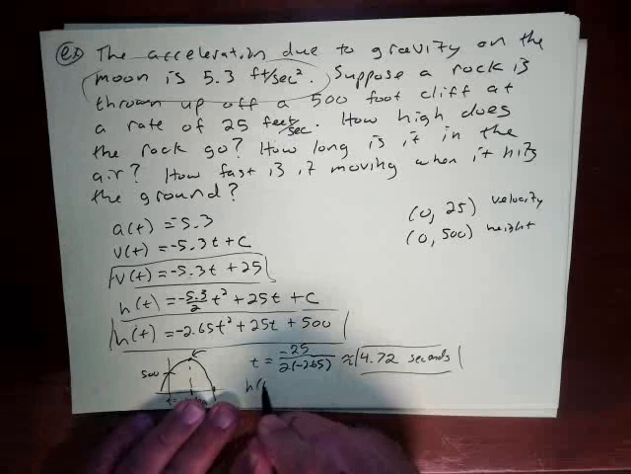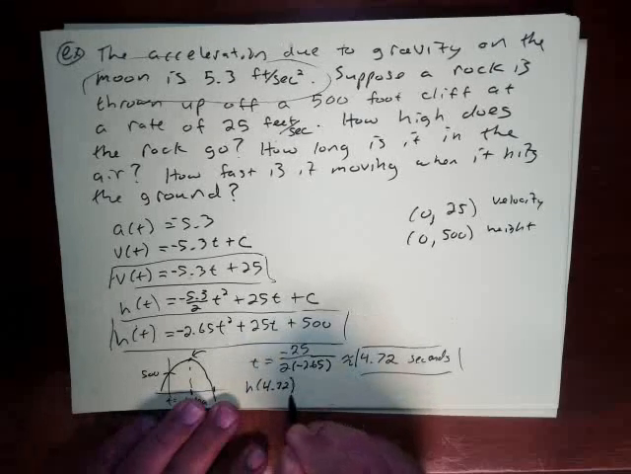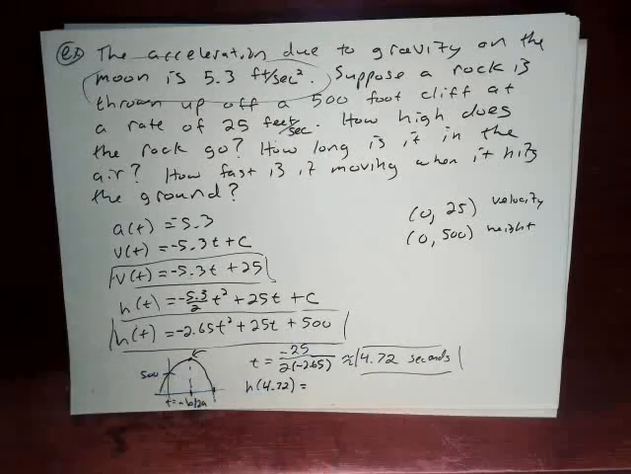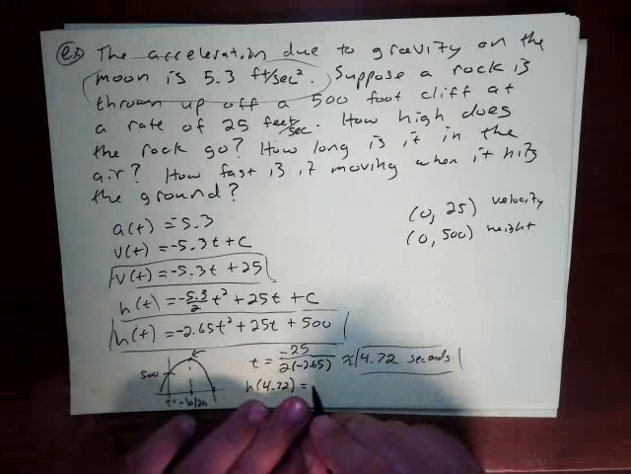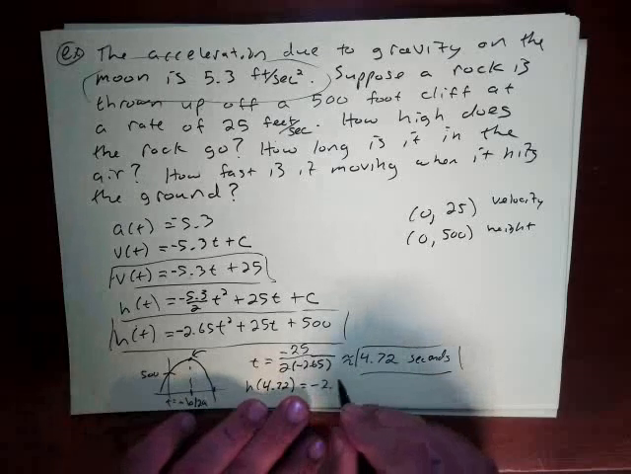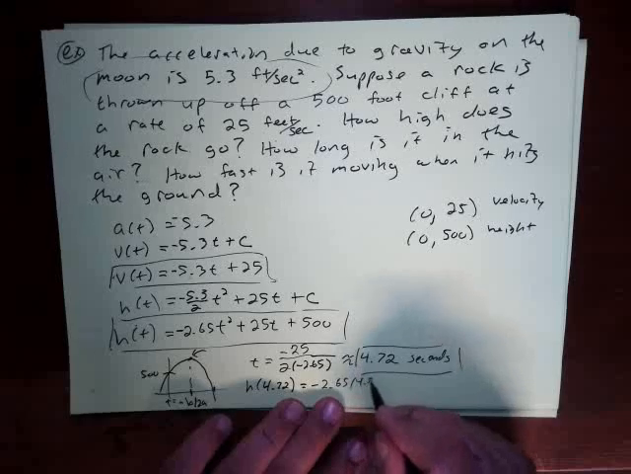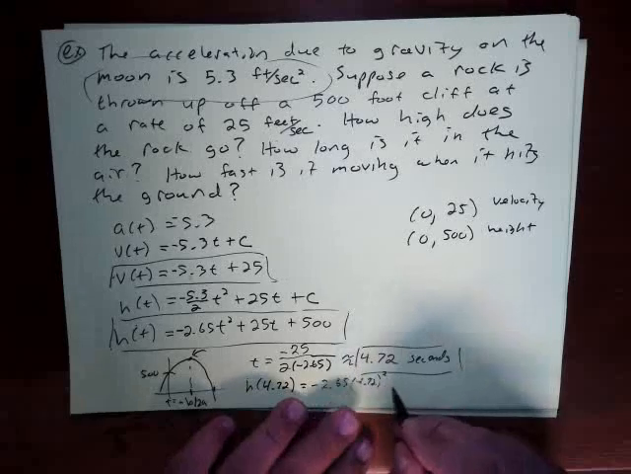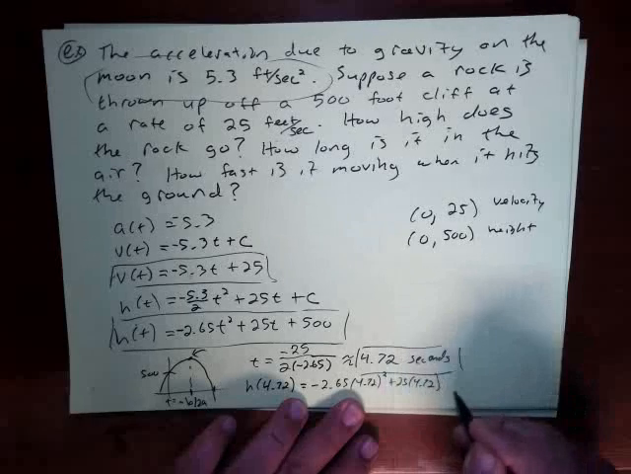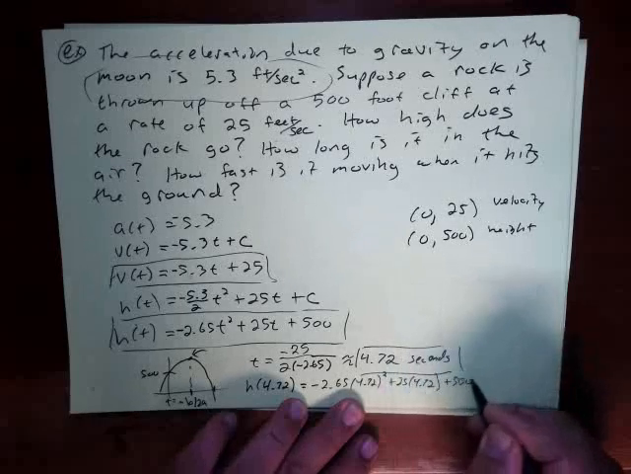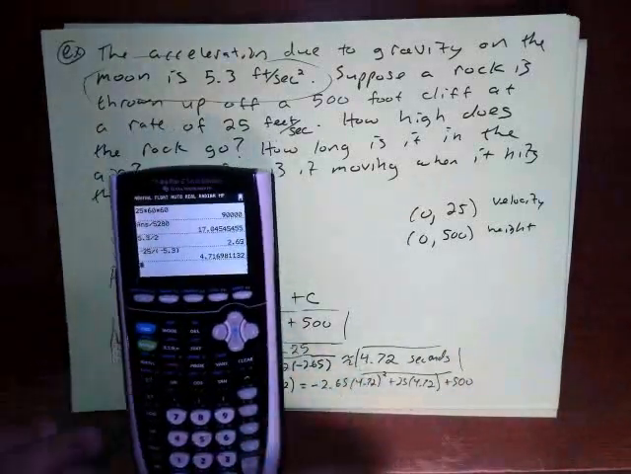And so we can plug that in here. So we can plug it into this to find how high the rock goes. And so when I do that, that would be negative 2.65 times 4.72 squared plus 25 times 4.72 plus 500. So now I'm going to plug it into here.